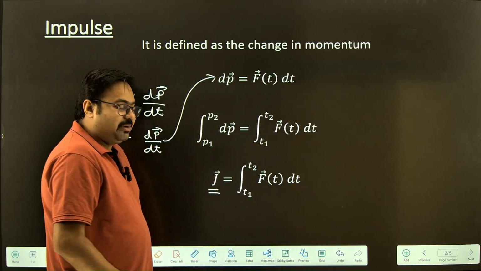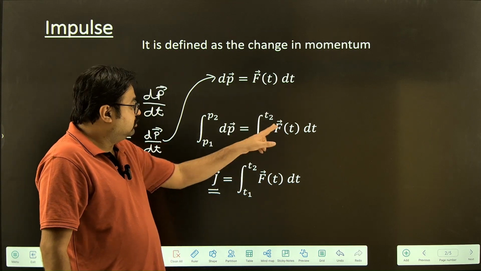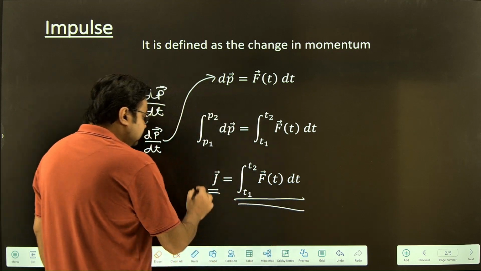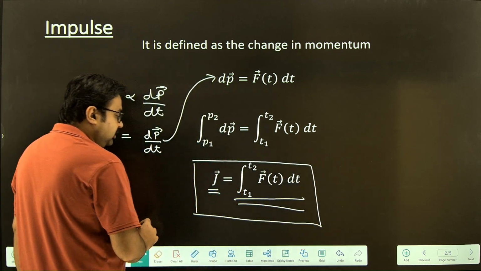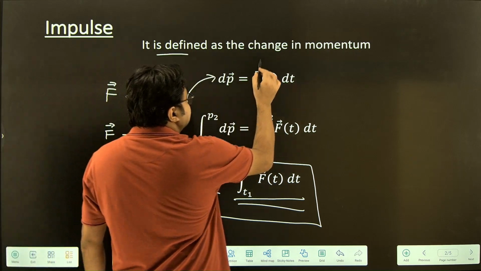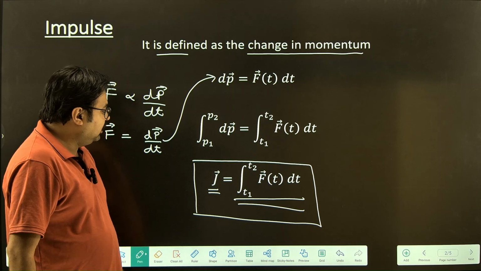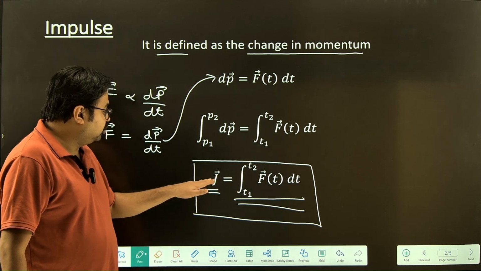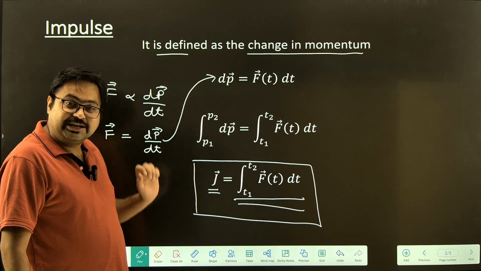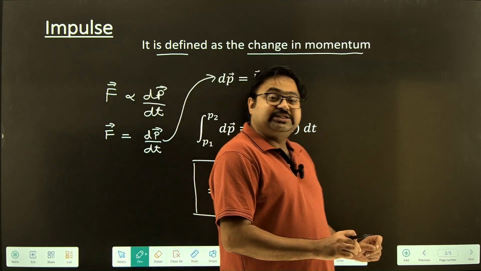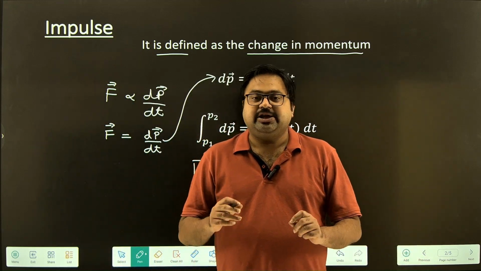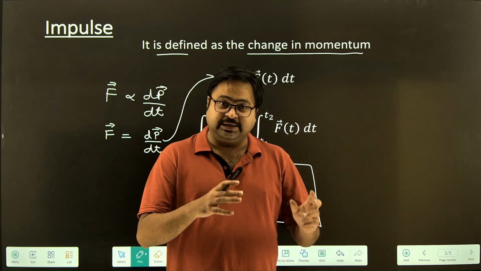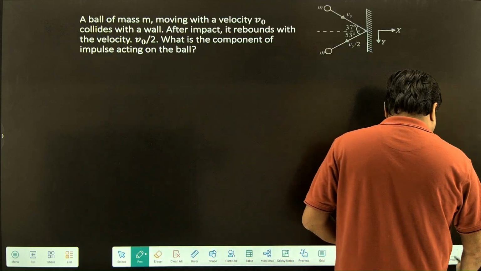On the right side remains the same. It's an integral from t1 to t2 of F of t dt. Now, this quantity is what you call impulse, and in very simple words, you can say that impulse is defined as the total change in momentum. You see, the integral from t1 to t2 of F of t dt gives you impulse, which is essentially change in momentum. With this mathematical understanding of impulse, we can go further to look at how to apply this newly gained knowledge in different numericals. Let's look at a question now.